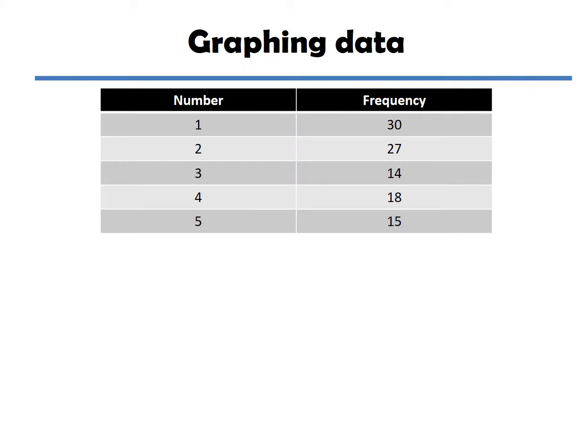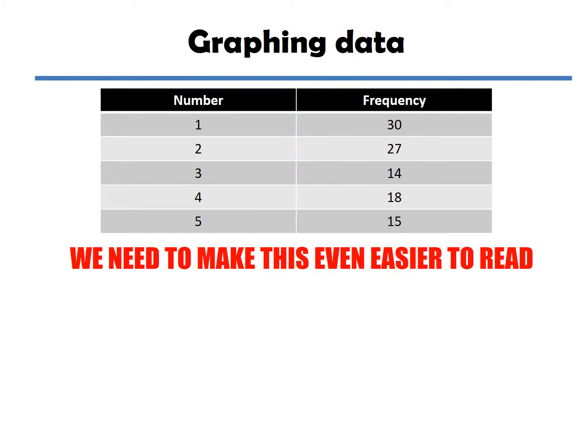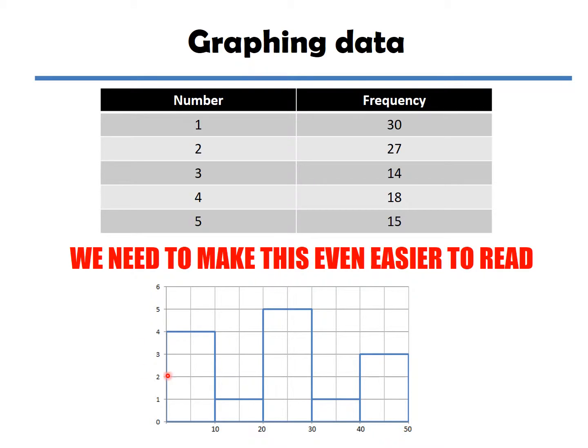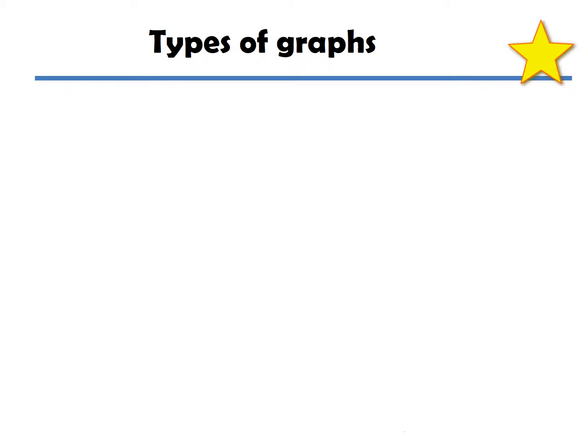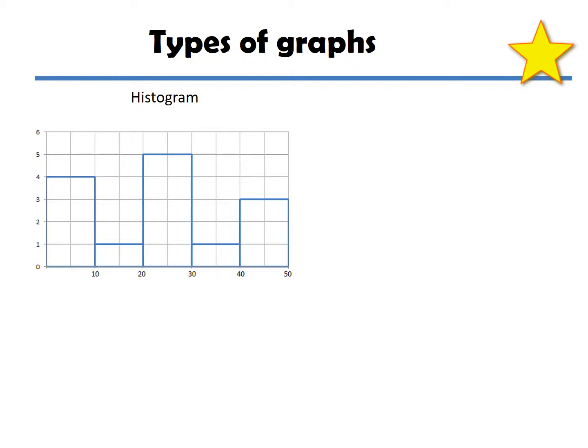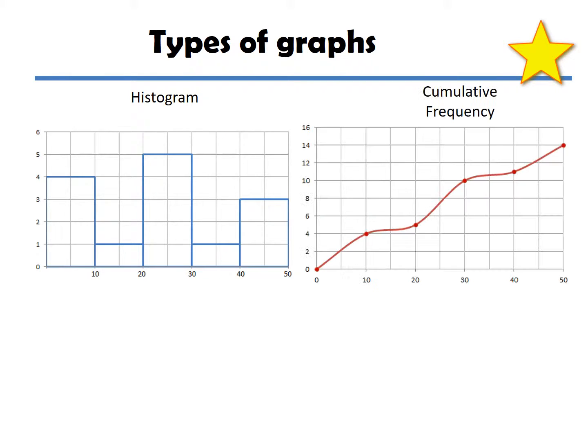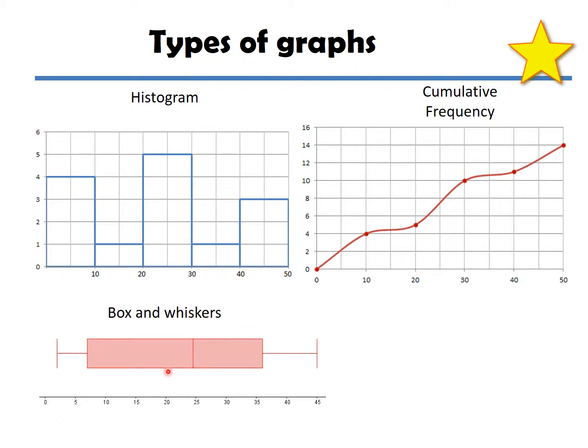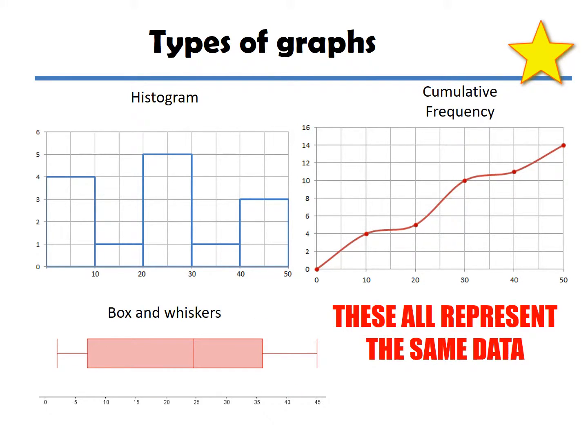Now, what are we going to do when we're graphing them? We're going to show it in a way that's easier to read. This, for example, is going to be one of the types of graphs we're going to learn. Here is a summary. The types of graphs will be the histogram, which looks like this, the cumulative frequency graph, which kind of looks like this, and the box and whiskers plot, which looks like this. And actually, currently, the three of these graphs represent the same data in just a different form of representation.